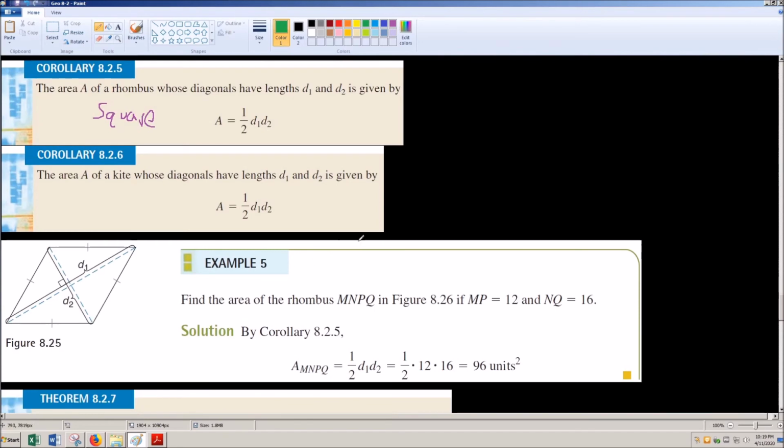So we'll look at an example here of example 5. As I'm looking at this thing, we just want to find the area of this rhombus. I am told MP and I am told NQ. So basically I just multiply these two things. So as I'm looking at this thing, I didn't have the picture here, but let's do, whoops.